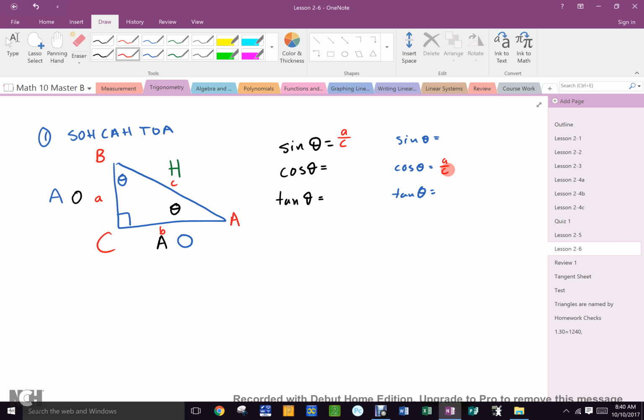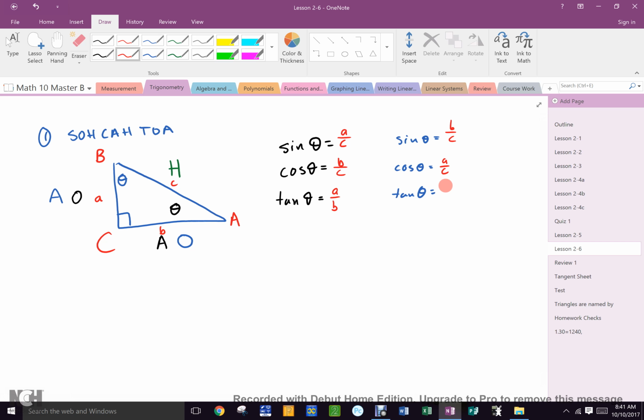Cos of black theta is B over C. B over C. And what else is B over C? A blue theta? Which blue theta? Sine. Sine of blue theta is B over C. And tan of black theta? Is A over B. And tan of blue theta? A over B. No. Or no, B over A.